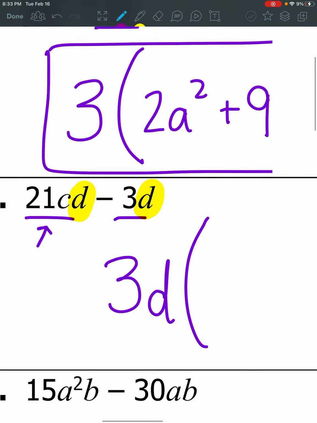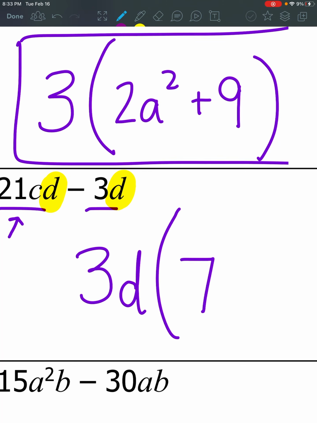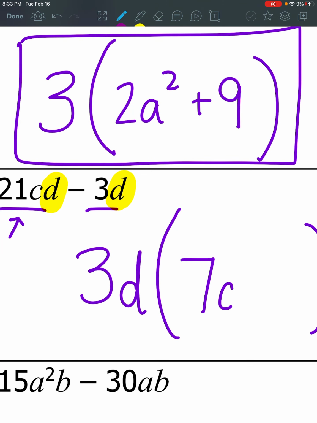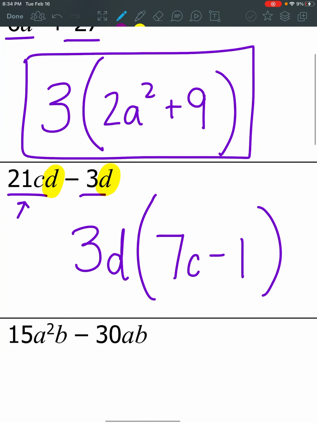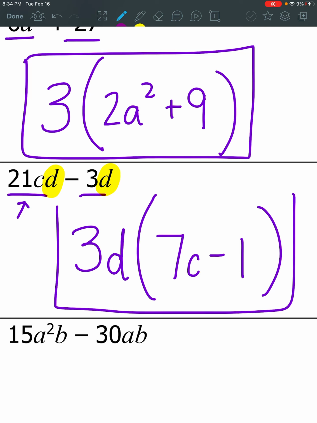So 21 divided by 3 is 7. Now the variable cd divided by d, those variables cancel out to 1, so all that would be left is c. All right, we're subtracting exponents here. And then 3d divided by 3d, they're the same on the top and bottom, so it just simplifies to 1. And we could distribute, we'd get 21cd, and then we distribute the negative 1, we'd get minus 3d. So we know that is correct.